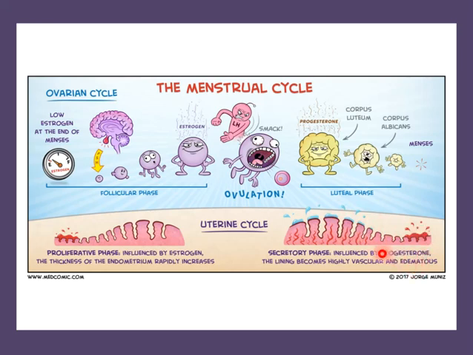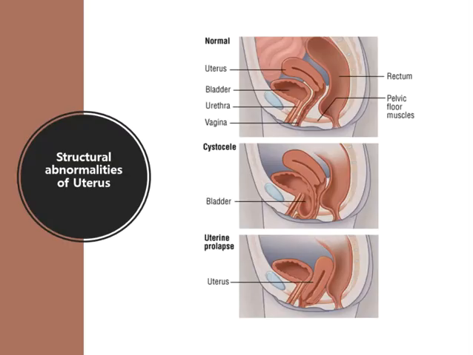Okay, that's all about the menstrual cycle. The same menstrual cycle in the ovary is called the follicular and luteal phase, and in the endometrium it's called the proliferative and the secretory phase. Okay, and both of them occur under the influence of estrogen and progesterone. Now we are coming to the basics.